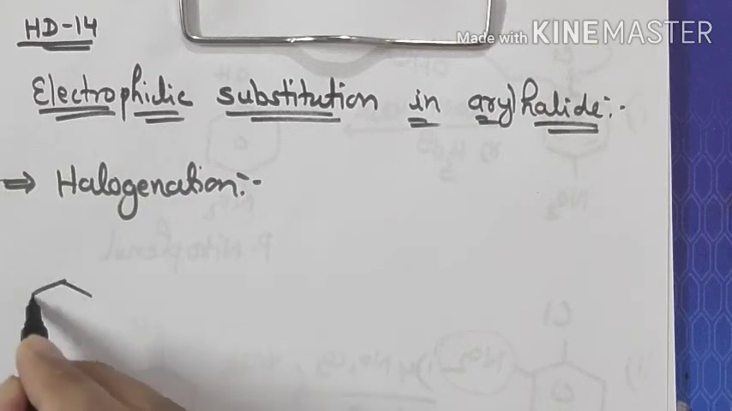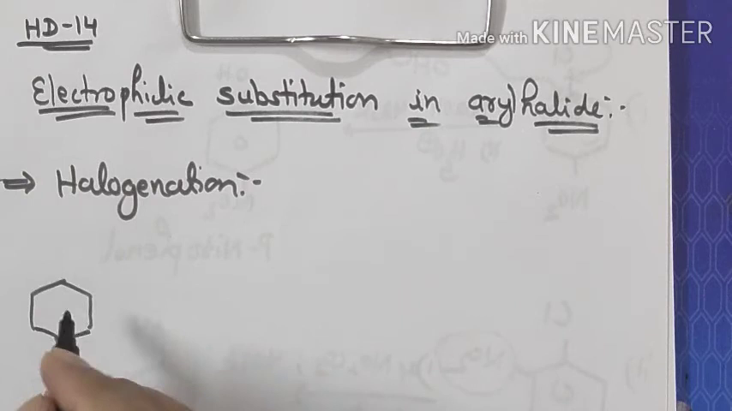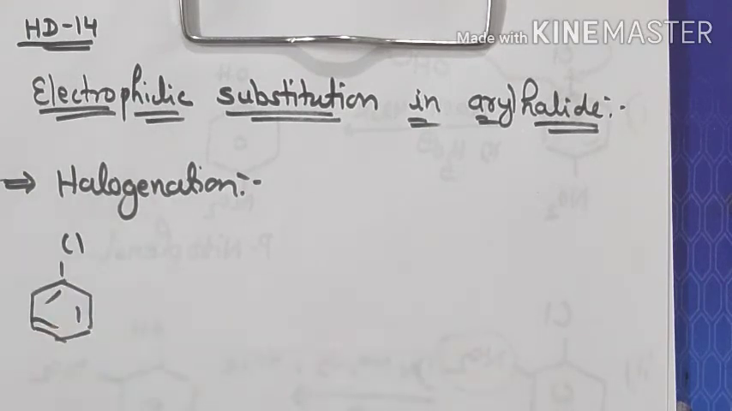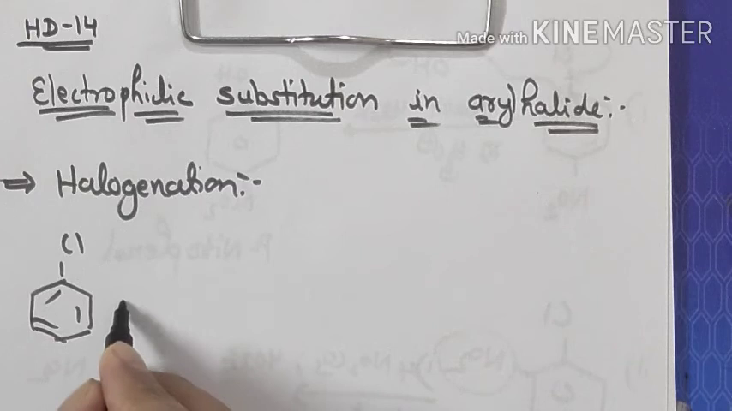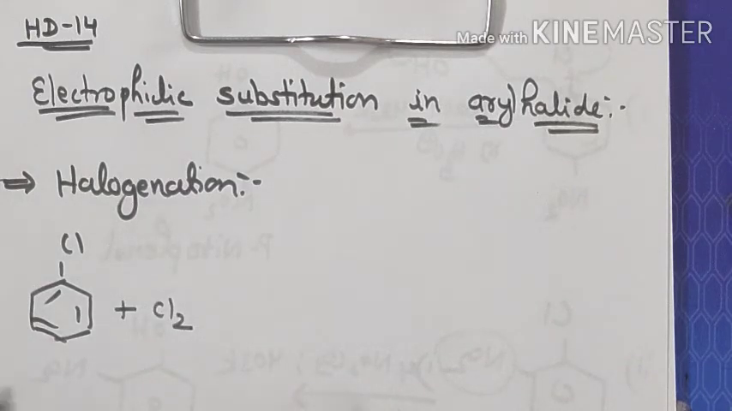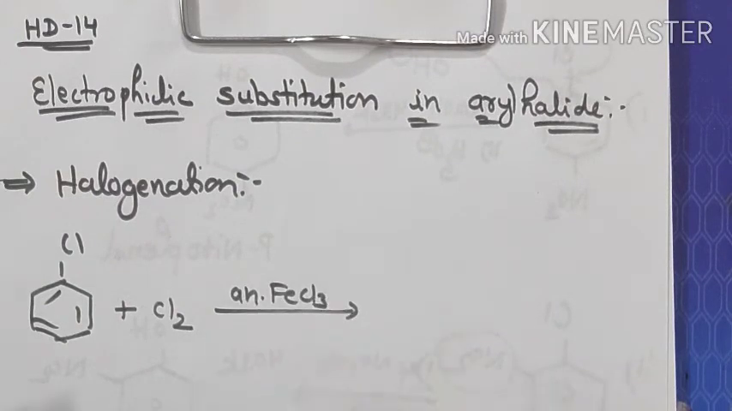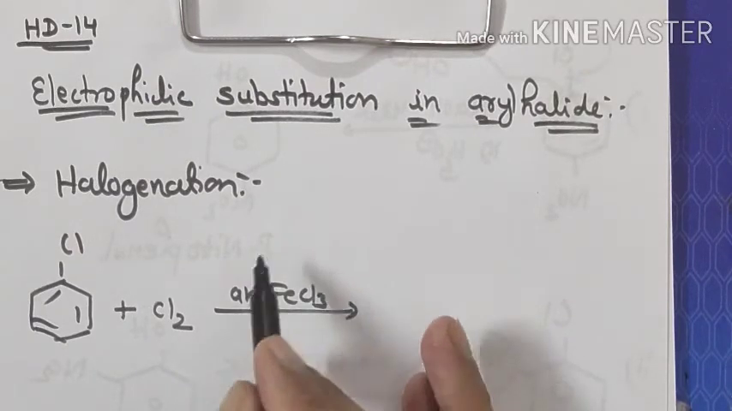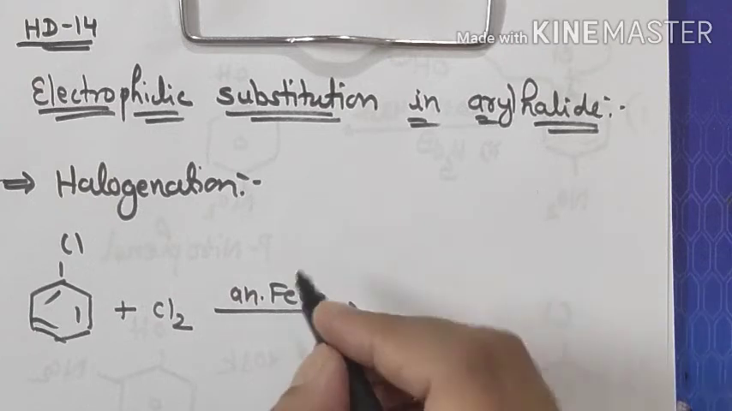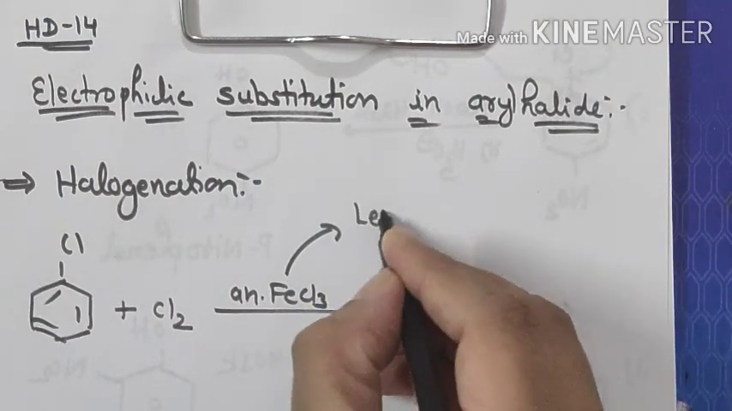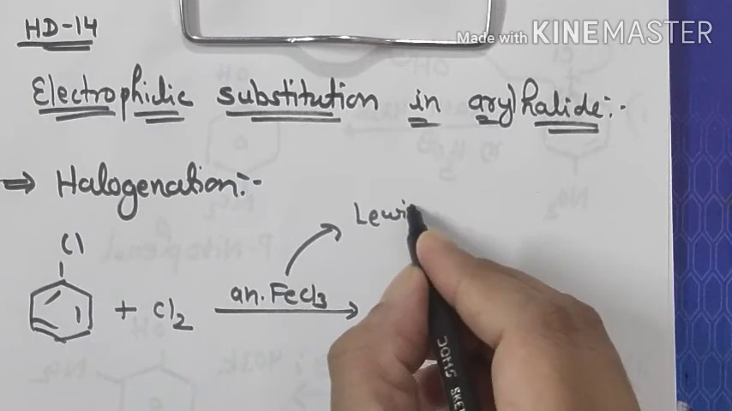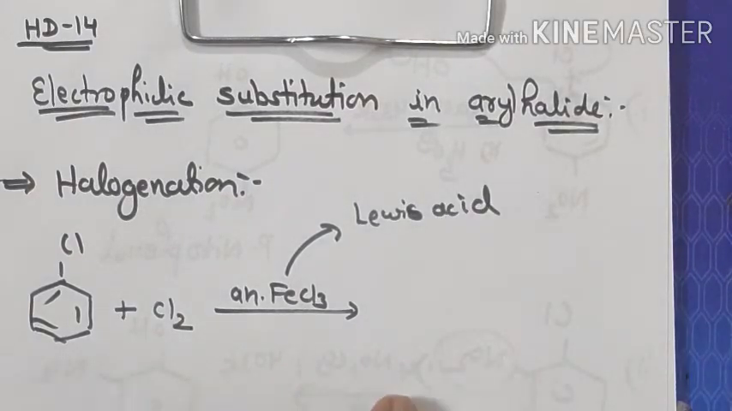I take chlorobenzene and I treat this chlorobenzene with chlorine in the presence of anhydrous FeCl3. Now what happens? This FeCl3 acts as what? It acts as a Lewis acid, right? So when I say acid, it has the tendency to take electrons, right?